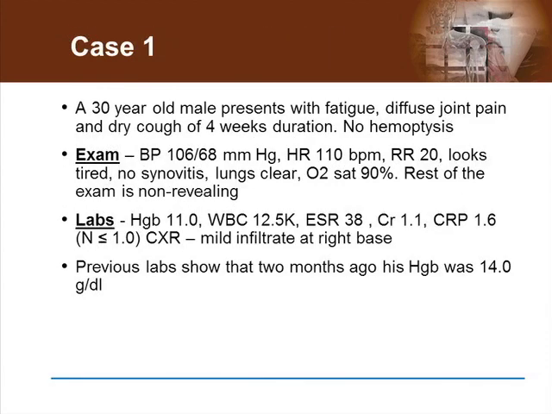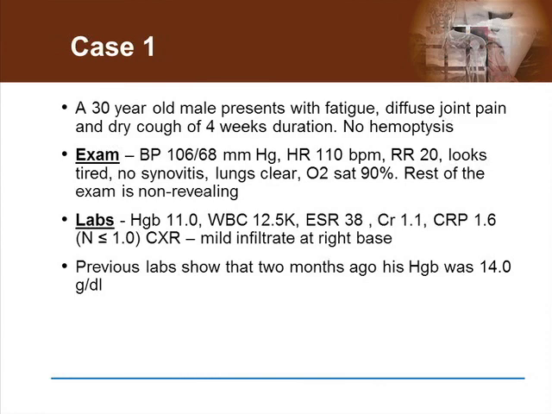So let's start with a few cases. This first case is a 30-year-old male who presents with fatigue, diffuse joint pain, and dry cough of 4 weeks duration. He denies any hemoptysis. On exam, his blood pressure is 106/68. He's slightly tachycardic, with a slightly increased respiratory rate. He looks tired. There's no synovitis on joint exam. His lungs are clear, and his oxygen saturation is 90%. The rest of the exam is non-contributory.